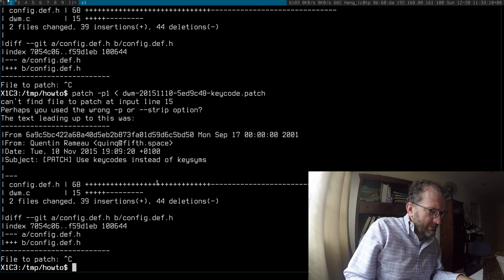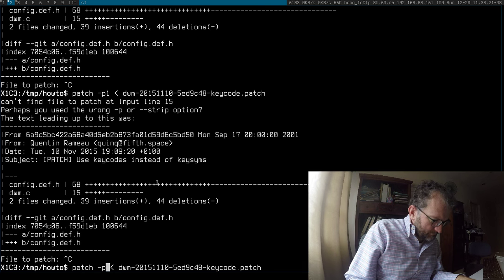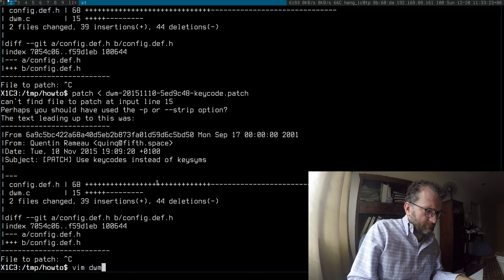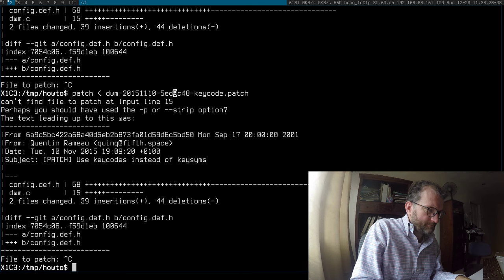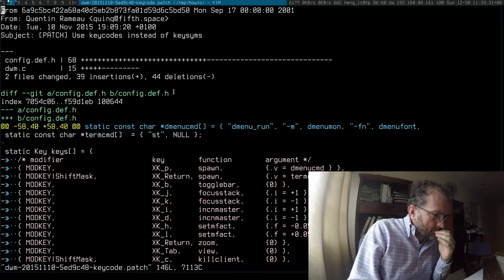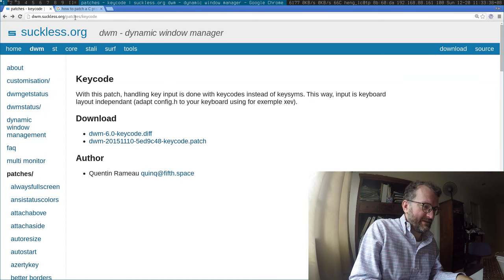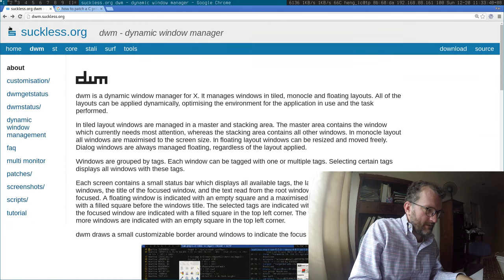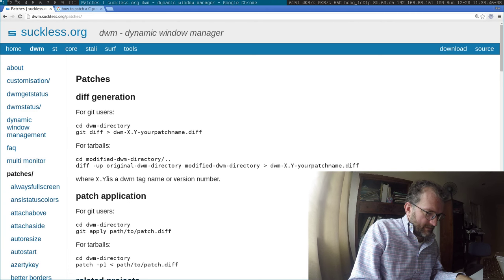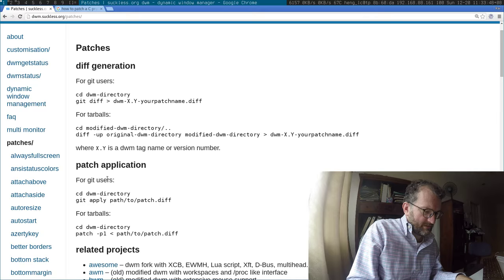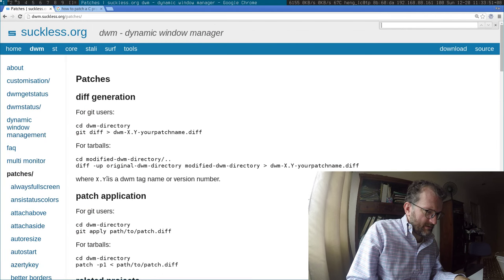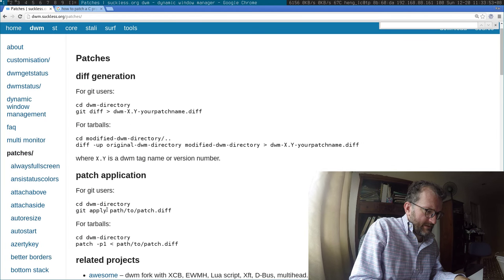I actually don't know what's happening here. Let's have a closer look at this file. Okay, and that's a GIF one. Okay, maybe I should be using Git then. Follow the instructions. Git something apply or something. There we go. Git apply.